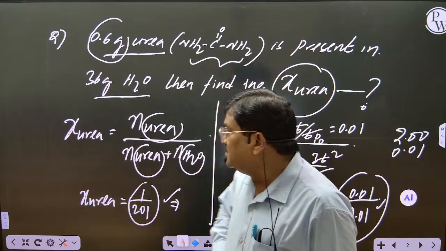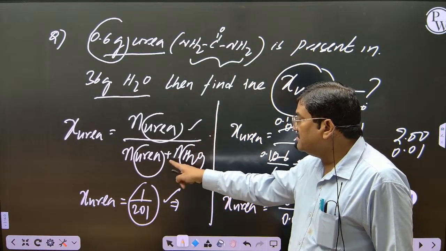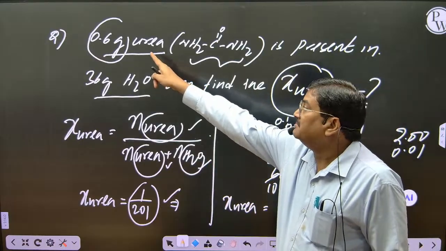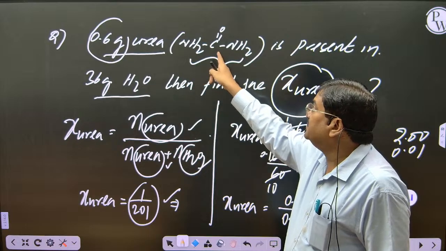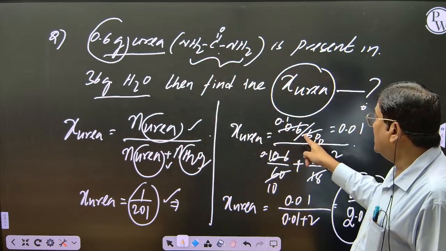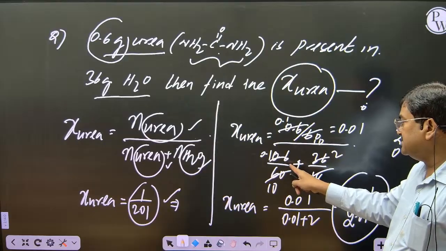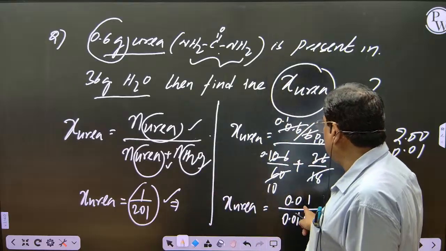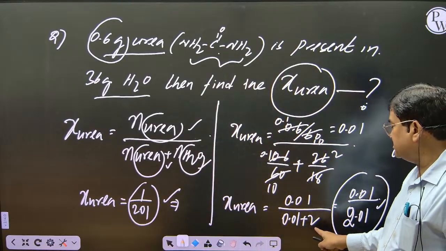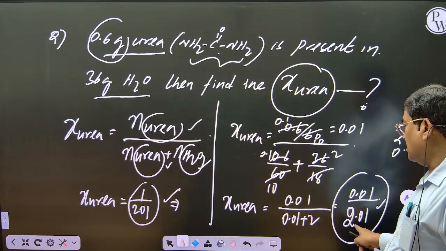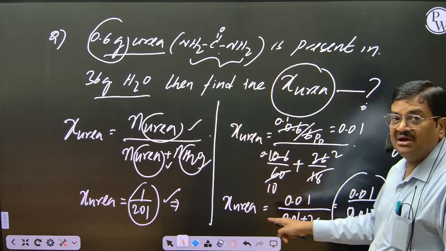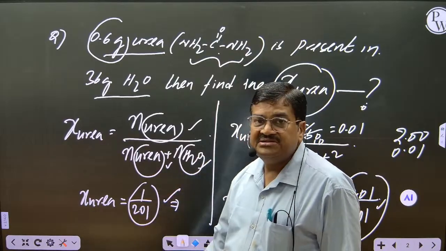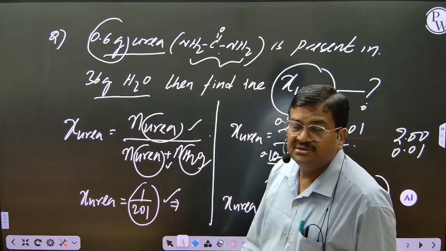The mole fraction of urea is the number of moles of urea by the number of moles of urea plus water. Moles he has not given. What we are doing here is mass by molar mass. Molar mass of urea is coming how much? 60. So 0.6 upon 60 by 0.6 upon 60 plus 36 by the molar mass of water, 18. Simplifying that, you get 0.01 by 0.01 plus 2. That comes how much? 0.01 by 2.01. So that can be taken as 1 upon 201. If the option is given as 1 upon 201, you have to opt for that, or you have to simplify that and find out what the answer will be.